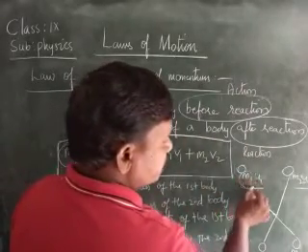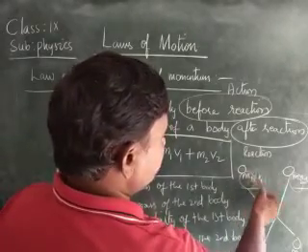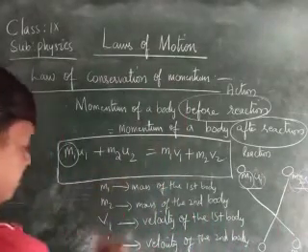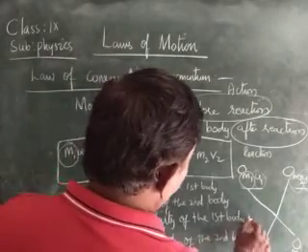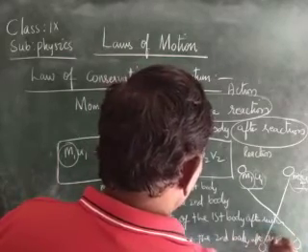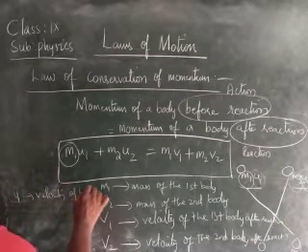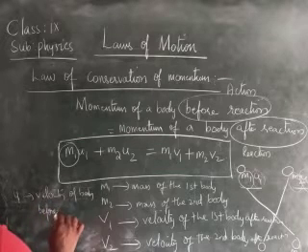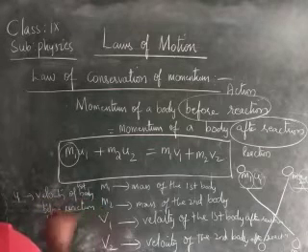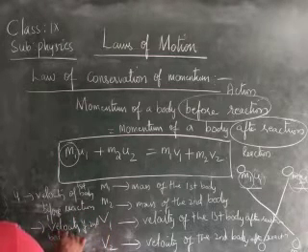Therefore, m1 is the mass of the first body, m2 is the mass of the second body, u1 is the velocity of the first body before reaction, u2 is the velocity of the second body before reaction, v1 is the velocity of the first body after reaction, and v2 is also after reaction.